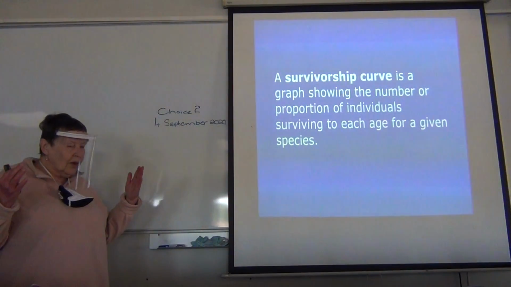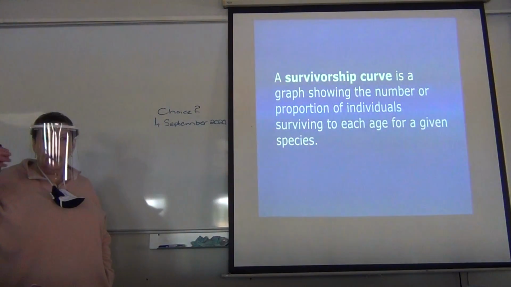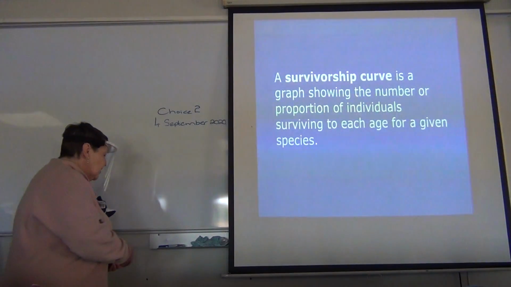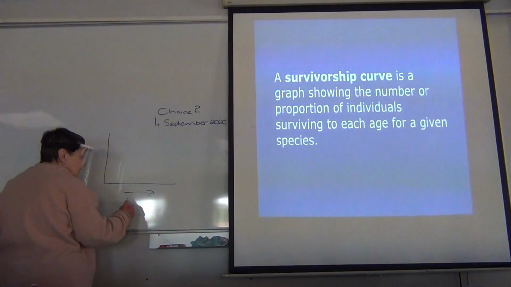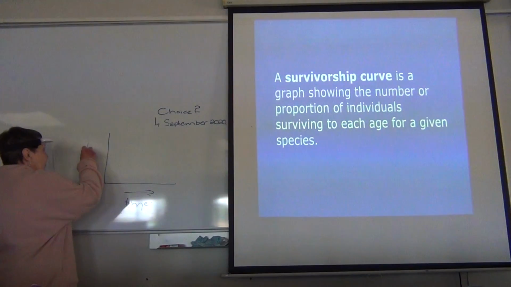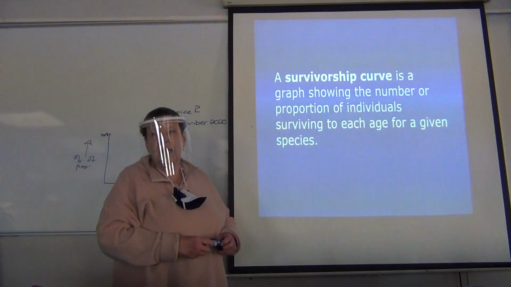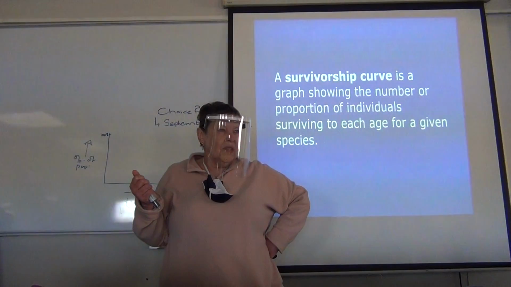So, 100% of individuals are the individuals of that species that are born or that hatch, if we're talking about something coming out of an egg. So you always start on the graph with this axis is time and this axis is percentage of the population or number of individuals or whatever. And you always start at 100%, because that would be the number of individuals that either are born or hatch from the egg.